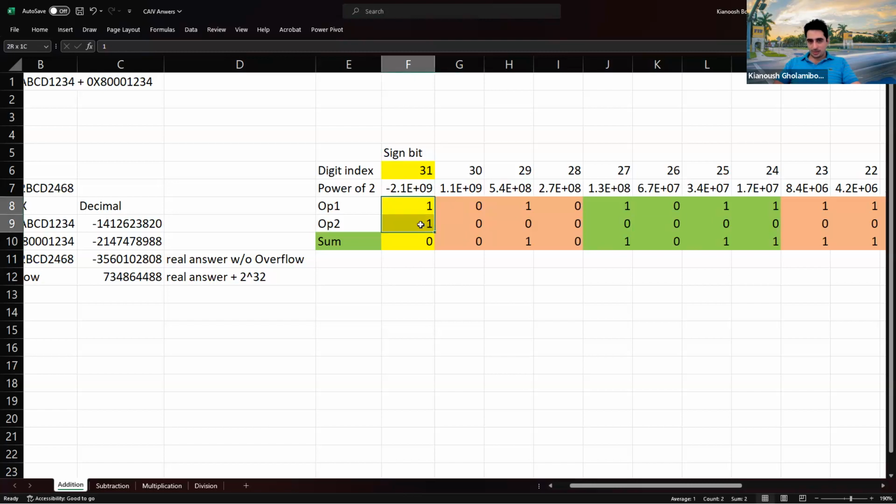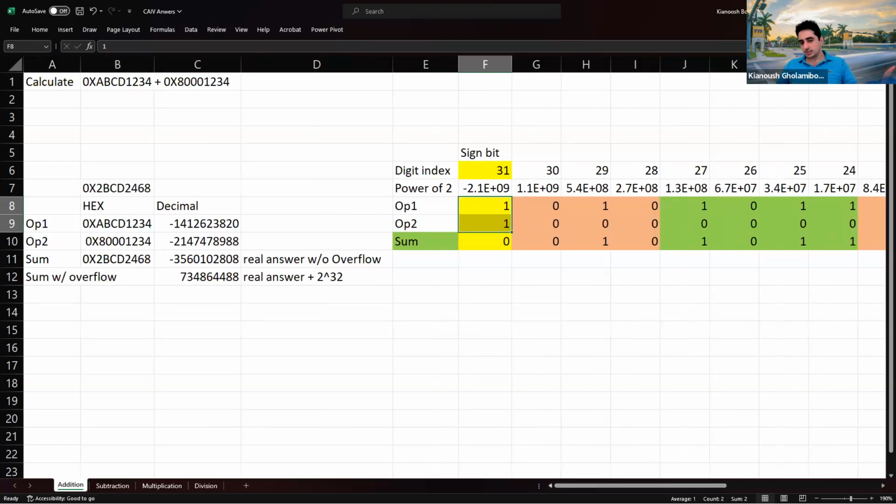the last bit. The last bit is basically the sign bit, because the assumption was these are signed numbers. In 2's complement, the last bit represents the sign. So if it's 1, that means it's negative. If it's 0, that means it's positive. So based on what you see, operand 1 is negative, operand 2 is negative. So let's add 1 and 1.